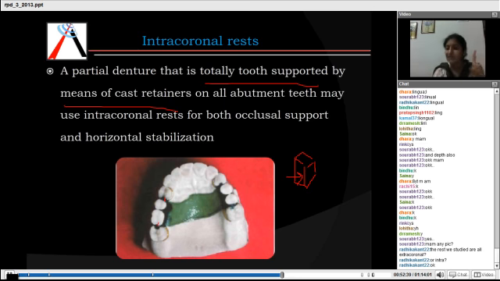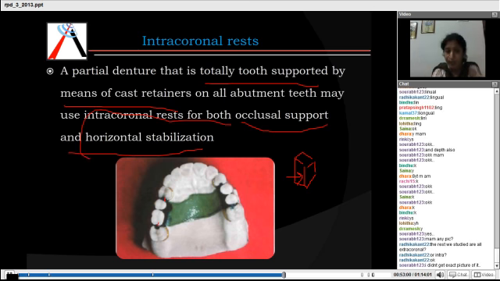Now, one thing is aesthetically it is good. Secondly, it gives occlusal support and horizontal stabilization. Okay, because it is covered from all sides. It provides horizontal stabilization also and occlusal support also. Other rests provide only occlusal support. This provides both. This is one MCQ asked. This is an extra advantage of intracoronal rests.